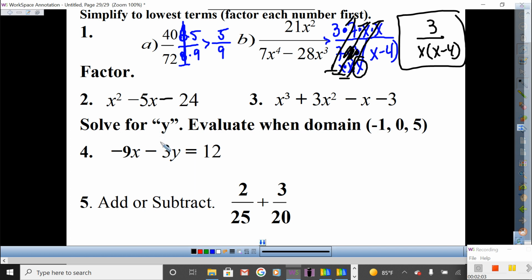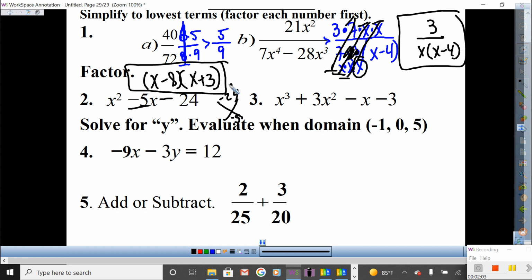Number 2. Andrew, pass someone. Raymond, what'd you get for number 2? X minus 8, x plus 3. Hands if you got that. That is correct. Once again, 1 times -24 should be -24, and then the -5 down here. What two numbers multiply to give me -24 and add to give us -5? -8 and +3. Yes? Okay.